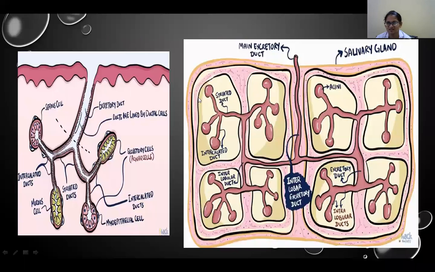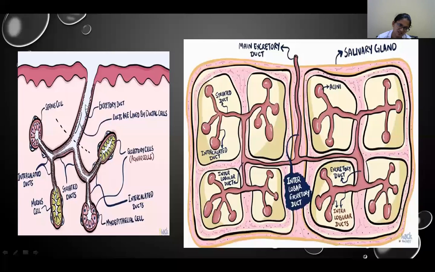Next, coming to the ductal system, how the ducts are arranged. See, this is the surface epithelium. The surface epithelium invaginates into the connective tissue. This is the deep connective tissue. This invaginating part from the epithelial surface is called the ductal system.